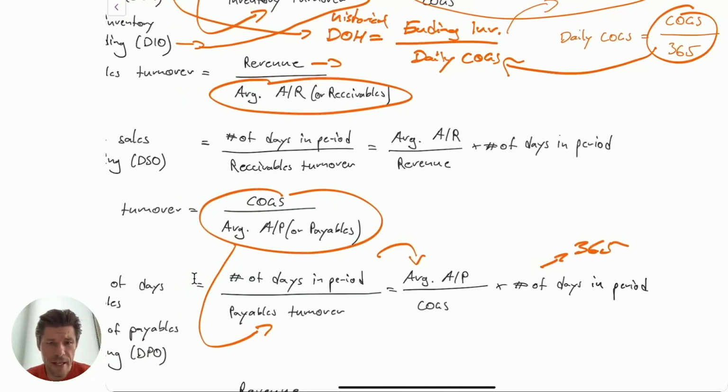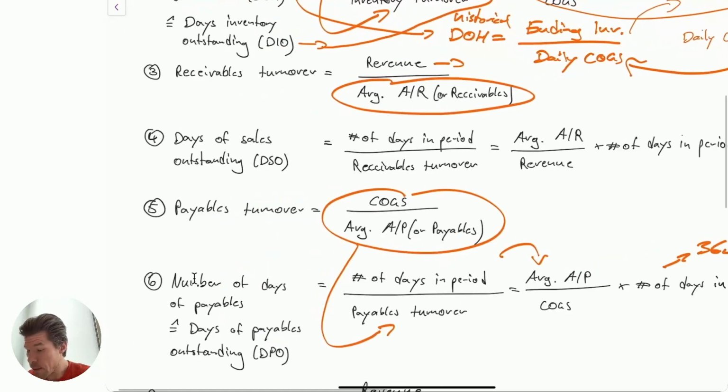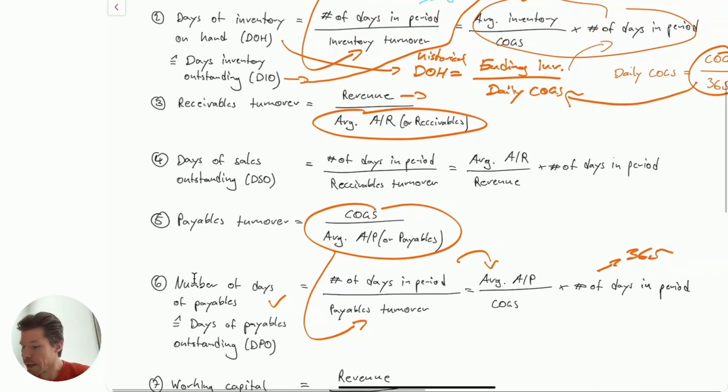And this really reflects the average number of days the company takes to pay its suppliers. And the payables turnover ratio measures how many times per year the company theoretically pays off all its creditors. So again, one gives you a magnitude, the other gives you a timing.